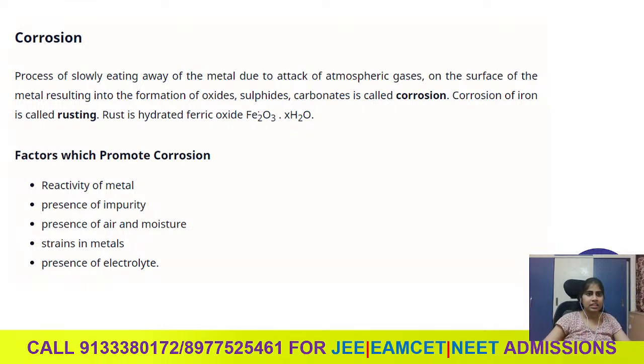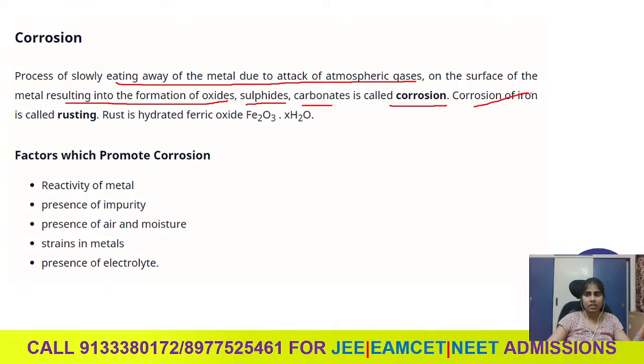And next we can see the topic of corrosion. So what is corrosion? The process of slowly eating away the metal due to attack of atmospheric gases. The gases present in the atmosphere will react with the metals, and impurity will be formed on the surface of the metal, resulting in the formation of oxides, sulfides and carbonates. It means the atmospheric gases react with the metals and convert it into its oxides, sulfides and carbonates. This is known as corrosion.